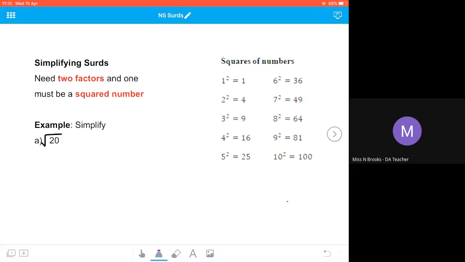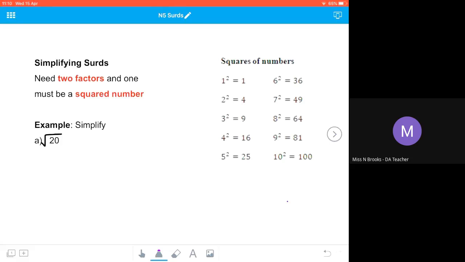So the first example we've got is to simplify root 20. So if we look down our list of squared numbers, we want to find the highest factor of 20 that is a perfect square. So 1 obviously is a perfect square, but it's not going to actually change our number, so it's not going to simplify it. 4 is a factor of 20, and that's the highest factor of 20 because 9 and 16 are not factors of 20, and then the rest of the numbers that are on the list that we've got at the side are all larger than that.